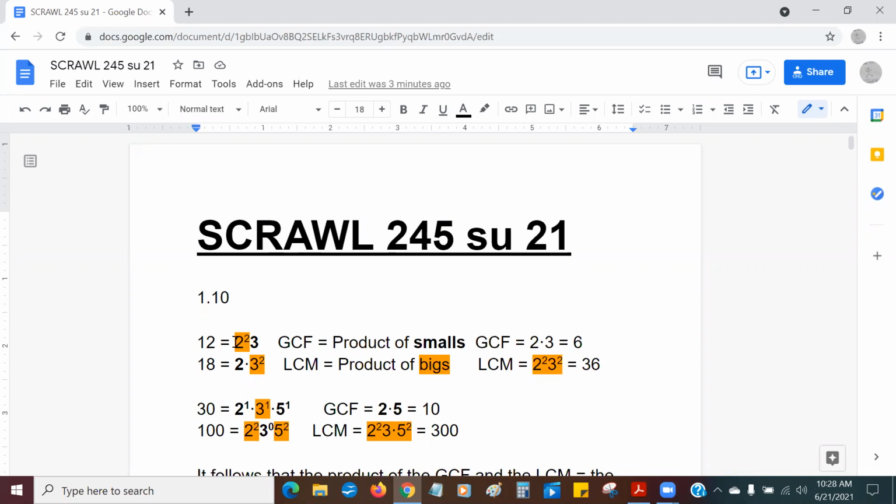So 12, if I write the prime factorization, 12 is 2 to the second times 3. 18 is 2 times 3 to the second. Well, if you want to find the GCF of two numbers, this is really how I teach classes.